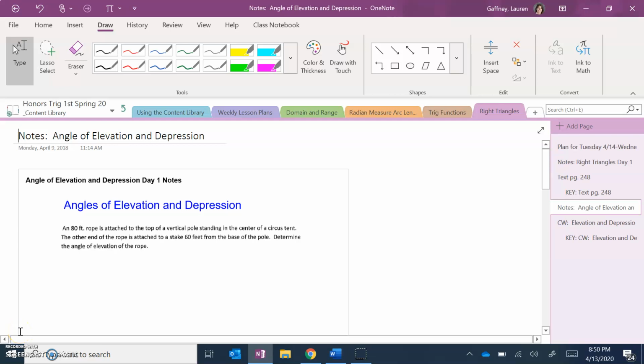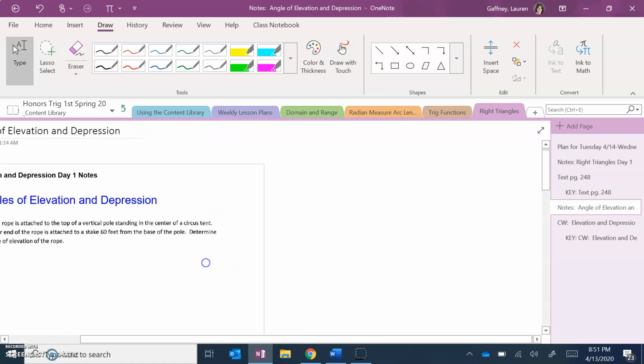Alright guys, this is the second video that goes along with Tuesday/Wednesday. This is going to be on word problems with angle of elevation and depression. Now, I know you saw these in geometry, but it's been a while again. So let's talk for a second about what angle of elevation is.